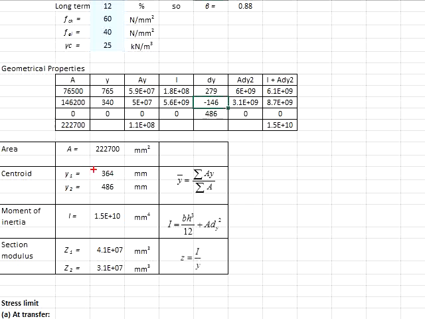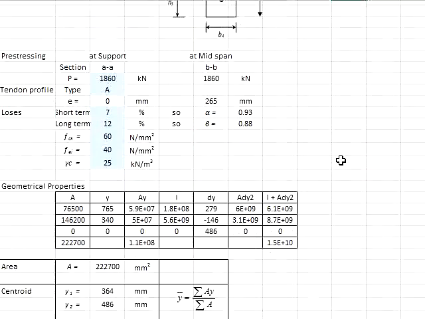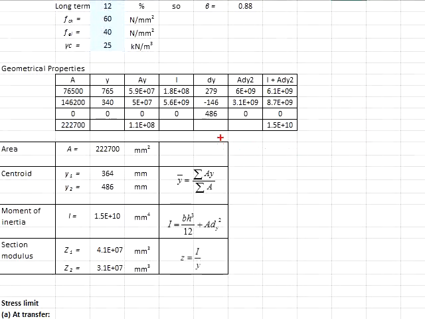Next, we determine the centroid from the top surface of the beam. It is obtained by subtracting the Y bottom from the total height. You get Y top. Next, we need to determine the moment of inertia of the sections as given in these equations. The second moment of inertia of each individual element is calculated by using BH to the power 3 divided by 12.